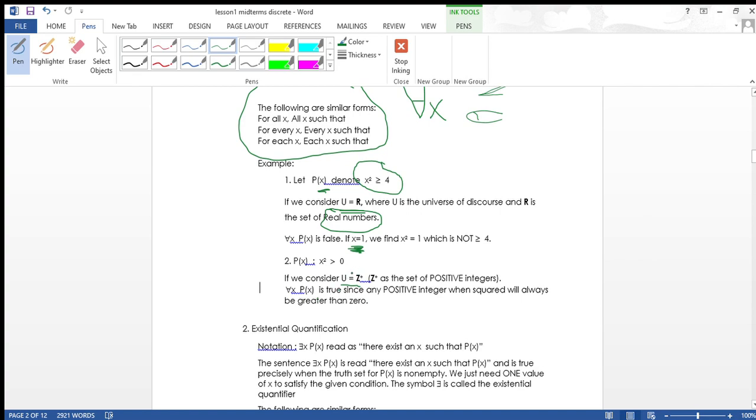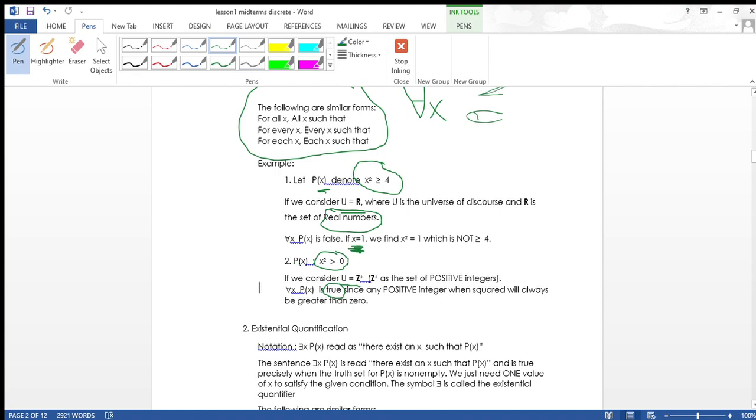So if you think of integers, these are the whole numbers. If we check the set of positive integers, if you get any positive integer and substitute it here, a positive integer squared would still be positive. Any positive integer squared will be greater than 0. Therefore, the truth value of this proposition will now be true.